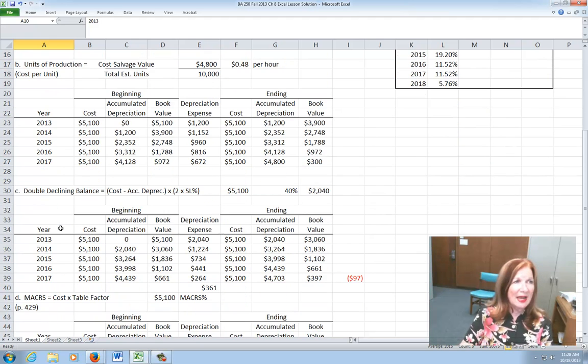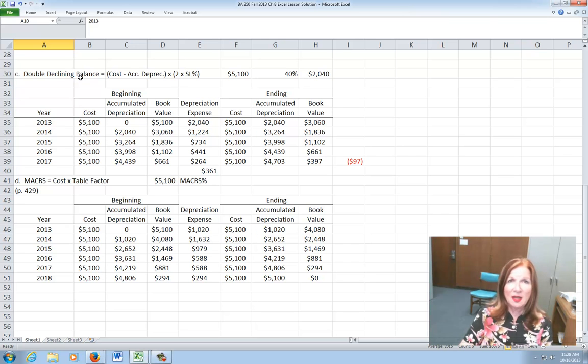The next thing you're going to have there is B, requirements, units of production, and I typed in here for you cost per unit. So you're going to get cost minus salvage divided by the total estimated units, and that's in there for you right now. And then you have these headings and you have these years. And then double declining balance: cost minus accumulated depreciation, or book value, times 2 times the life stated as a percentage. And again, you have beginning and ending book values and the years.